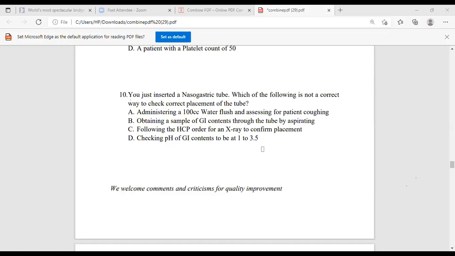A says, administering a 100 cc water flush and assessing for patient pulse. Is that the right way to check placement? Okay, let's go ahead. B, obtaining a sample of GI contents through the tube by aspirating. We saw that, right? Please, when I'm talking, can you please mute yourself?